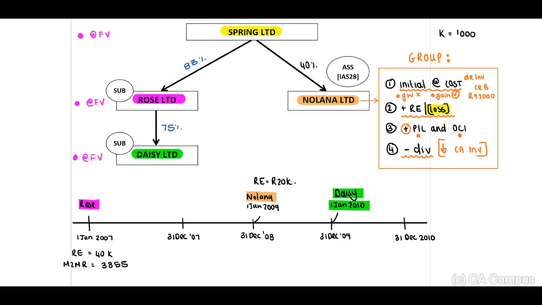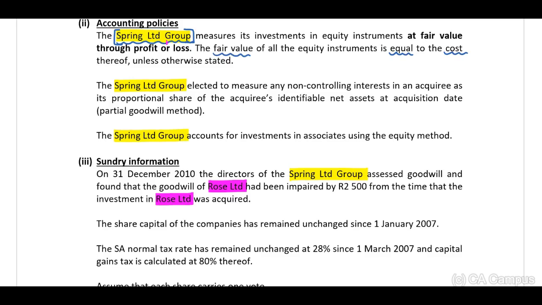Now guys, if we did not have a vertical group but only a horizontal group, they would indicate to us that Spring Limited will keep these investments at fair value through profit or loss. Now they've indicated the word group due to the fact that we have Rose that has an investment in Daisy.